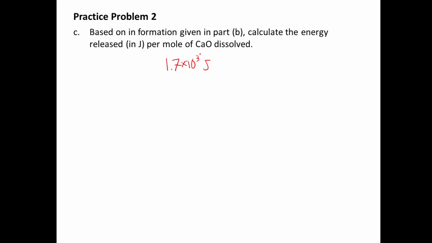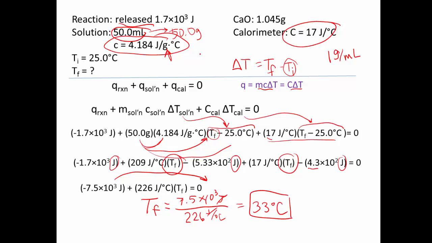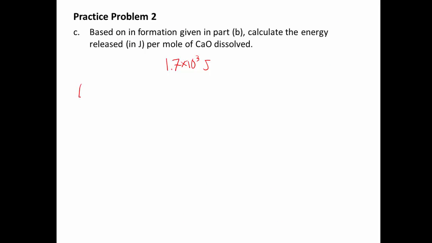And we want to know how much energy was released per mole of calcium oxide. And we know that we have, if we go back, 1.045 grams of calcium oxide. So all we're going to do is divide our energy by our moles of calcium oxide. Now, I trust that you can go from grams to moles on your own, right? We're going to use molar mass. Take a moment, pause the video, and do this calculation. Go from grams to moles of calcium oxide right now.